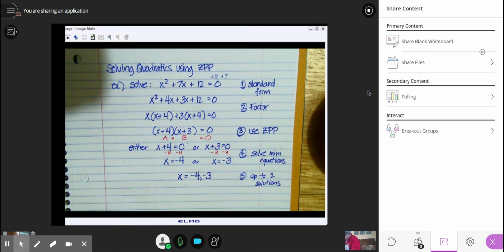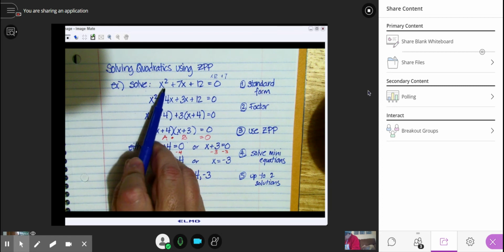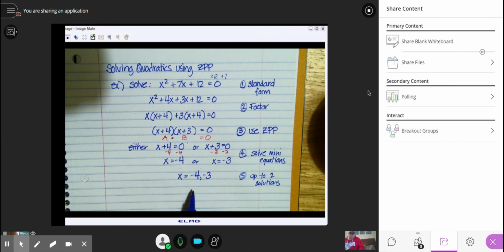You will get up to 2 solutions. If the degree here is 2, you could get as many as 2 solutions. Questions there?